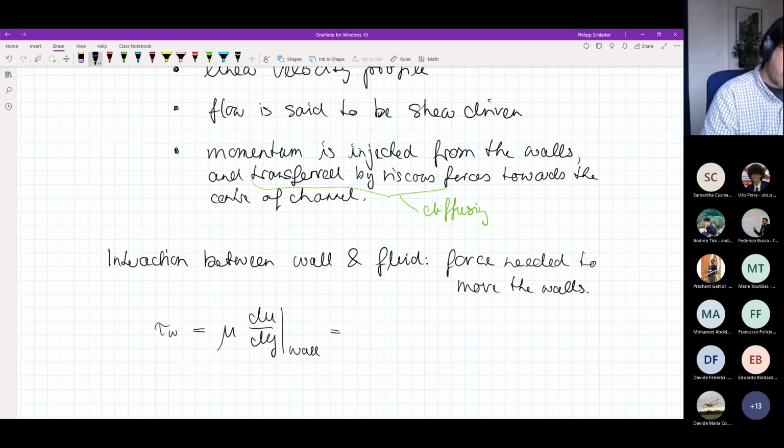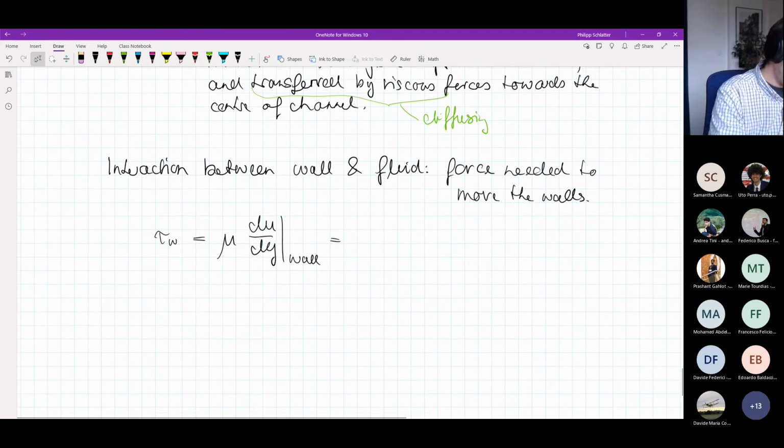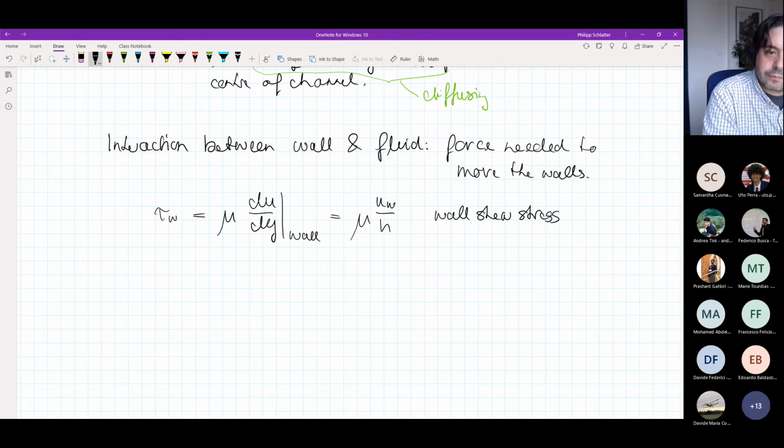And of course, now in the case of Couette, we can just go into our equation that we have for u as a function of y. So we can evaluate this du dy, and if we do that, we get mu times uw divided by h. So this is now what we call the wall shear stress. So this is the stress that is exerted by the fluid onto the wall.